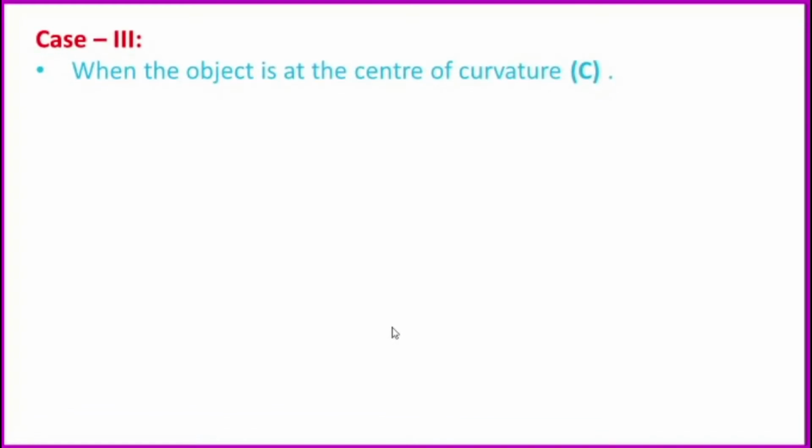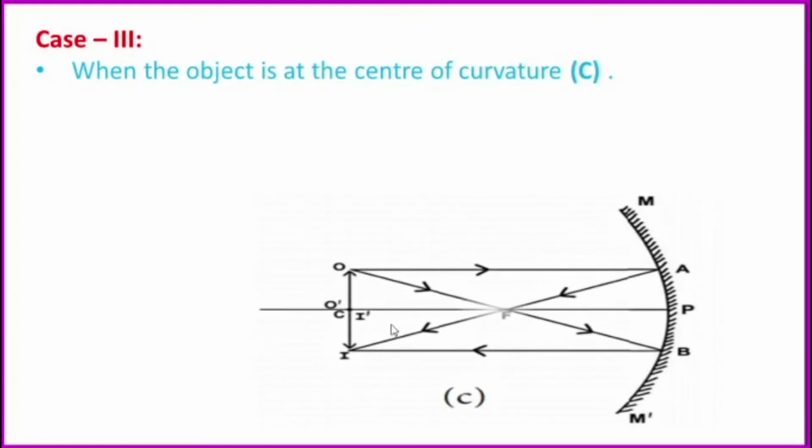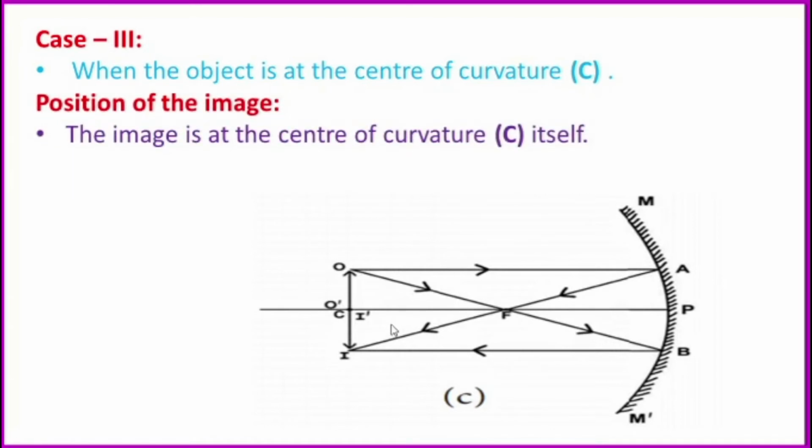Then case number 3, when the object is at the center of curvature. Now you see the diagram. First at infinity, then second beyond C, now at C. Okay, so O dash, this is the object. We take the two rays. One ray is parallel means after reflection it passes through the focus. That's the second rule. Then third rule, a ray passes through the principal focus. After reflection it is parallel to the principal axis. Okay, so two reflected rays.